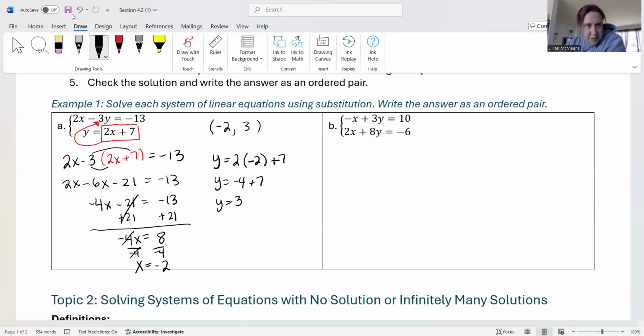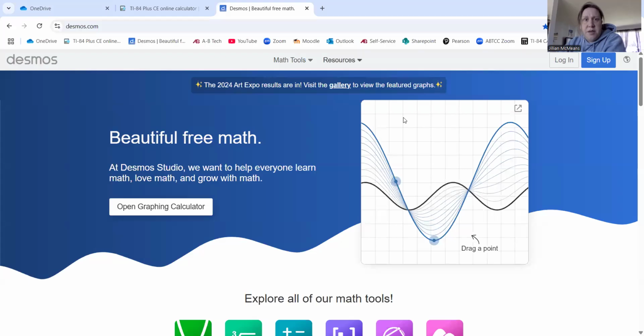So let's see, where's Desmos? Right here. Okay, so here we have Desmos. Let me move some stuff around on my screen. Okay, so it's just desmos.com. We've used it a couple of times already.